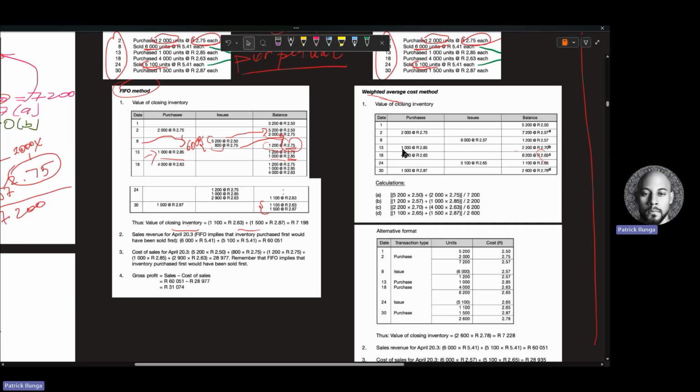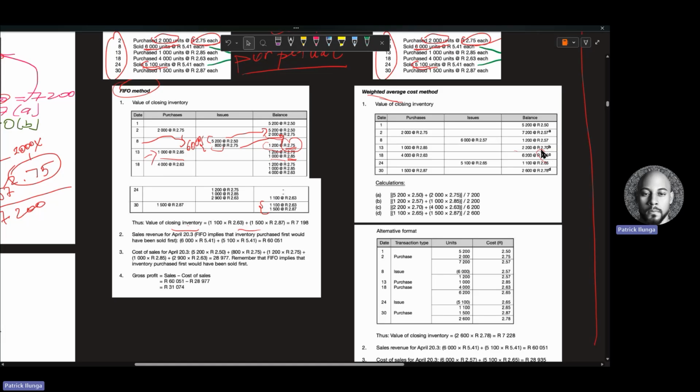So every time there is a new purchase, you need to calculate a new average. Let me be clear again. Every time there is a new purchase, you need to work out a new average. You see, there is a purchase of 1,000 units. So you will add it to the 1,200 units for a total of 2,200 units. Point B here. But you need to calculate what then would be the average. The average, you can work it out as you can see. You work out the average.